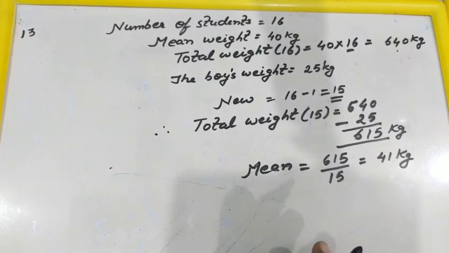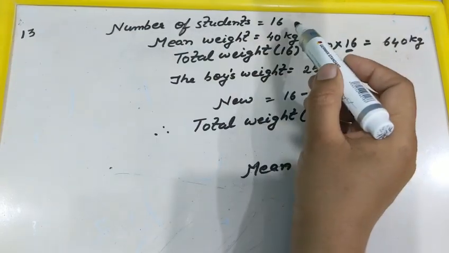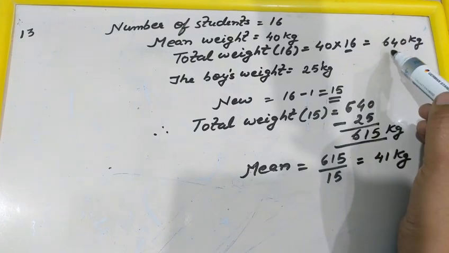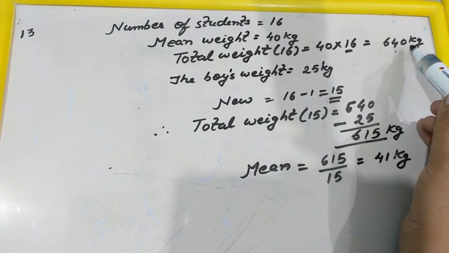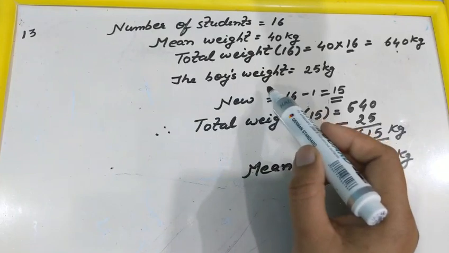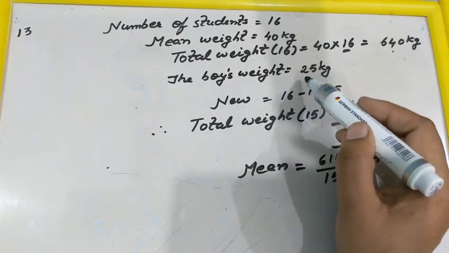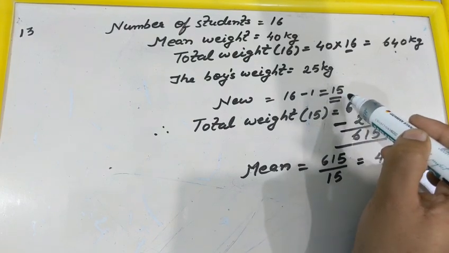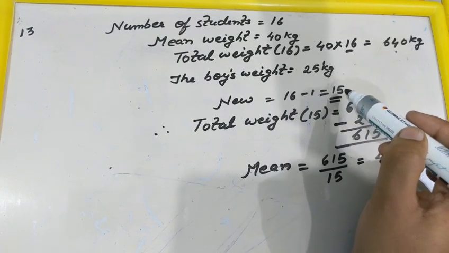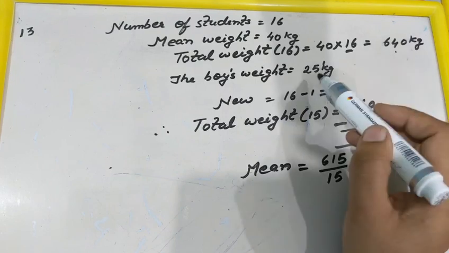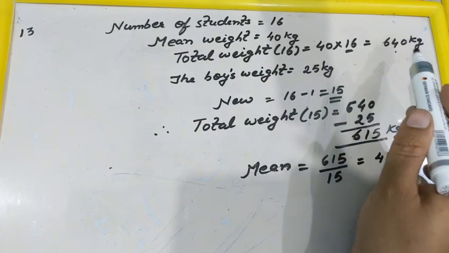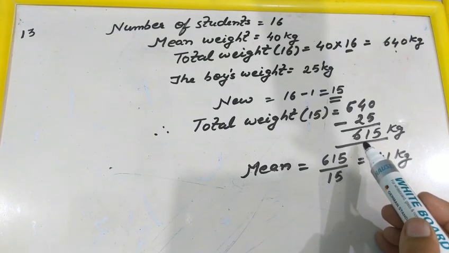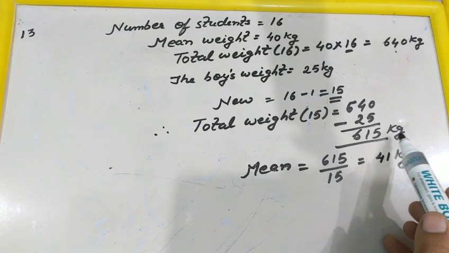Clear? How have we done this question? You were given 16 students and their mean weight. When you multiply the two, you will get the total weight of 16 students. If one boy leaves the class, his weight is 25 kg, it means the new observation is one less, that is 15 students. And their weight is less by how many kgs? 25 kgs. So when you remove 25 kg, the total weight of 15 boys equals 615 kg.